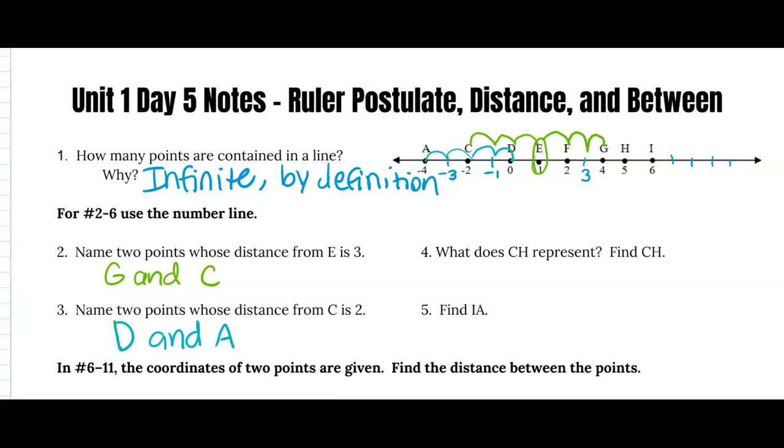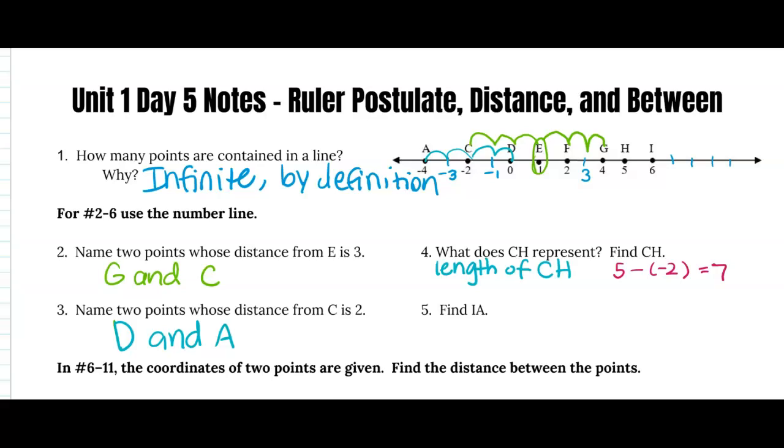Remember that CH without a bar over the top represents the length of CH. So if I want to find the length of CH, I can do it algebraically by doing 5 minus -2. So the coordinates of H minus the coordinates of C to equal 7. Or you can think about it as the absolute value of 5 minus -2.